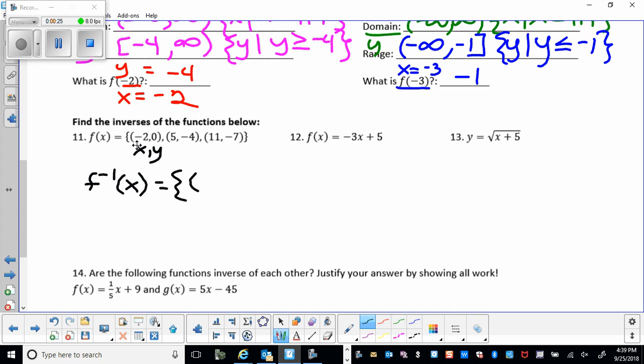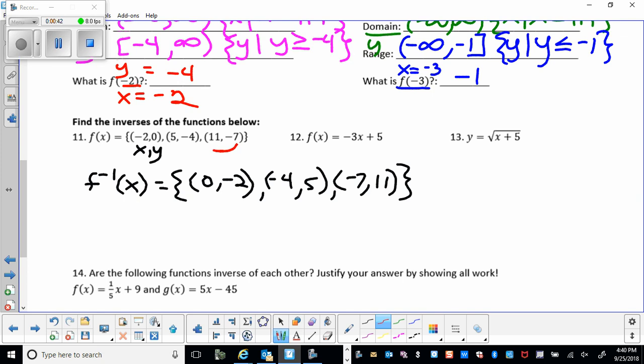So I would have (0, -2). I'm just going to switch them around. (-4, 5) and (-7, 11). Right? I just switch those around. Switch the x and the y. That's all you do. That's what the inverse is. The domain and range are switched.